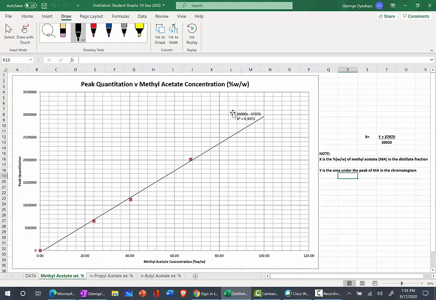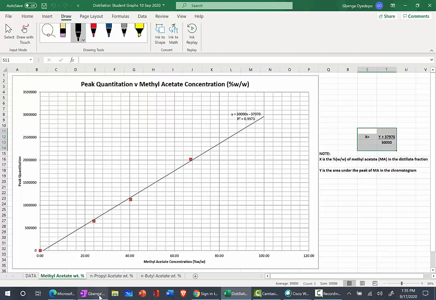This is the equation of the straight line. Y equals 30000x minus 37970. Now remember, x represents the percentage of each component and y is the area. I want to find the percentage of methyl acetate in standard number 1 injected into GC. Since I want to find x, I will rearrange the linear equation provided by the Excel to look like this.